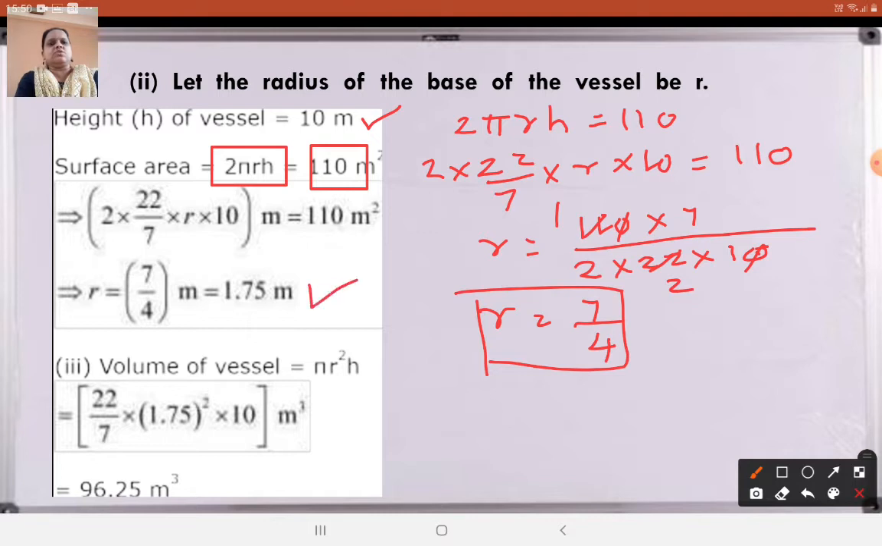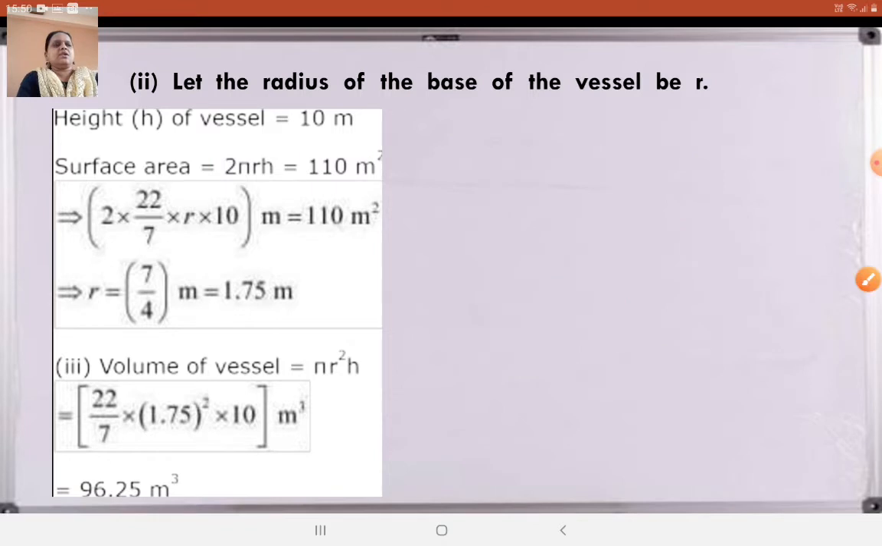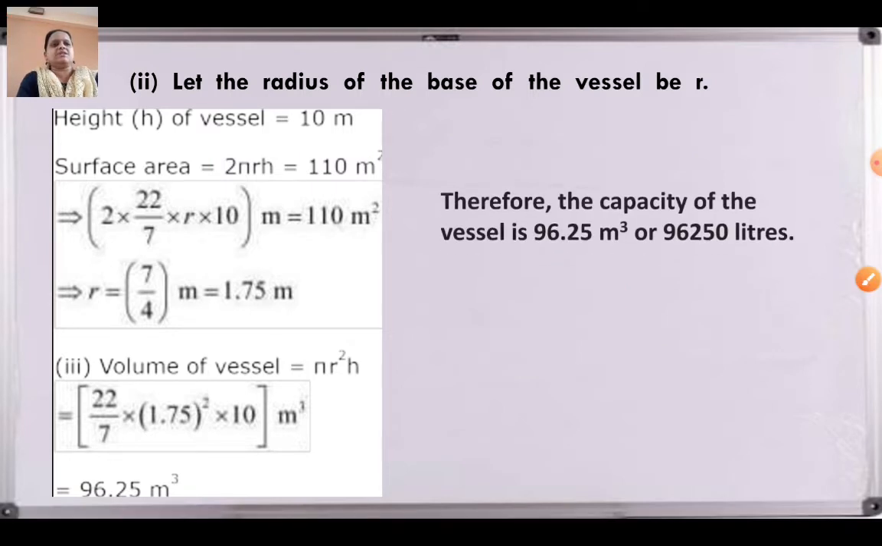Can you see over here? r equal to 7 upon 4, and if you reduce it to a decimal, you will get 1.75 meter. Is it correct? Yes. So this is your r value. The second part is over. Now let us see the third part. What is the third part?